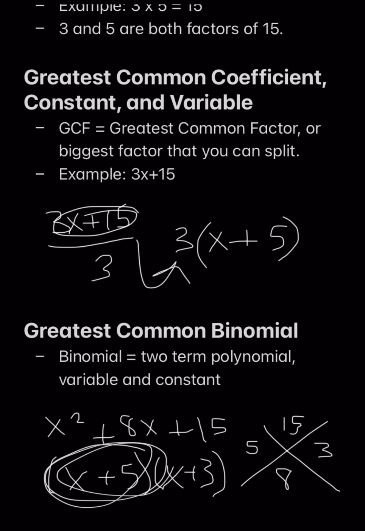Now let's look at this expression. In order to solve this, you would need two numbers that multiply up to 15 but add up to 8, and those numbers happen to be 5 and 3. So your factors would be (x plus 5) times (x plus 3), and the larger one is x plus 5, so that is our greatest common binomial.